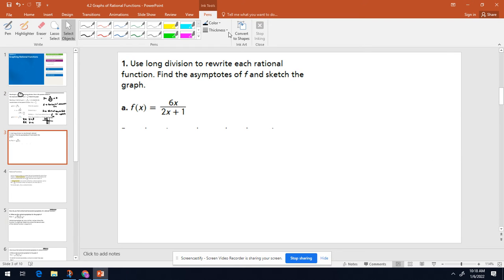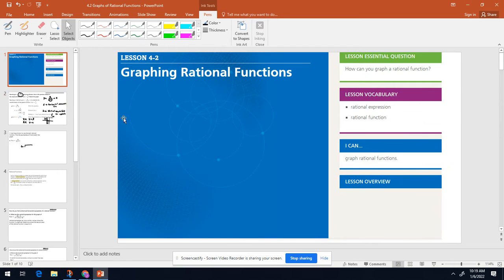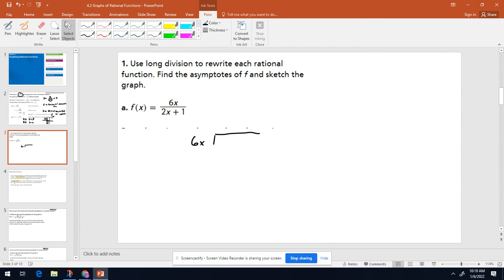So looking at this equation, I'm going to put the 6x on the outside, put the 2x plus 1. Nope, I got that backwards. Sorry, got it backwards. What am I doing here? Come on, get it together. There we go.